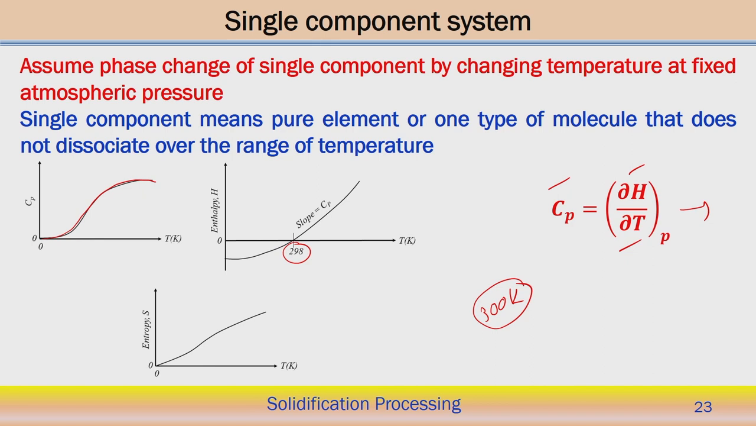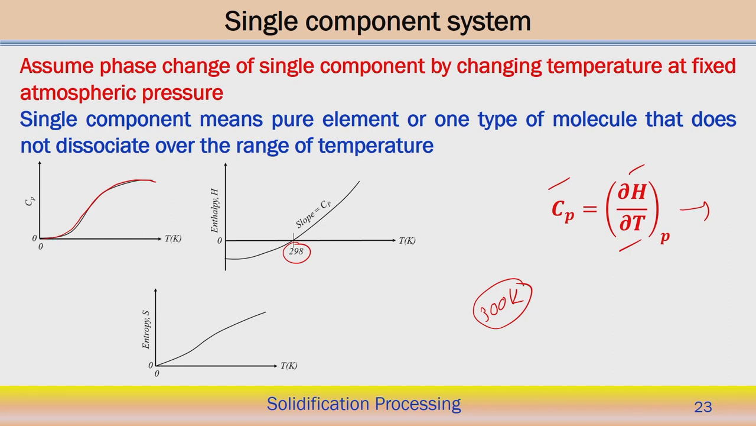Assuming that at a particular temperature the value is 0, the enthalpy equals 0 at 298 Kelvin. Now if we look at the entropy, it is also gradually increasing and follows a nonlinear curve, starting from the zero value at 0 Kelvin. So all these parameters, specific heat, enthalpy and entropy, are of increasing order with respect to the temperature.